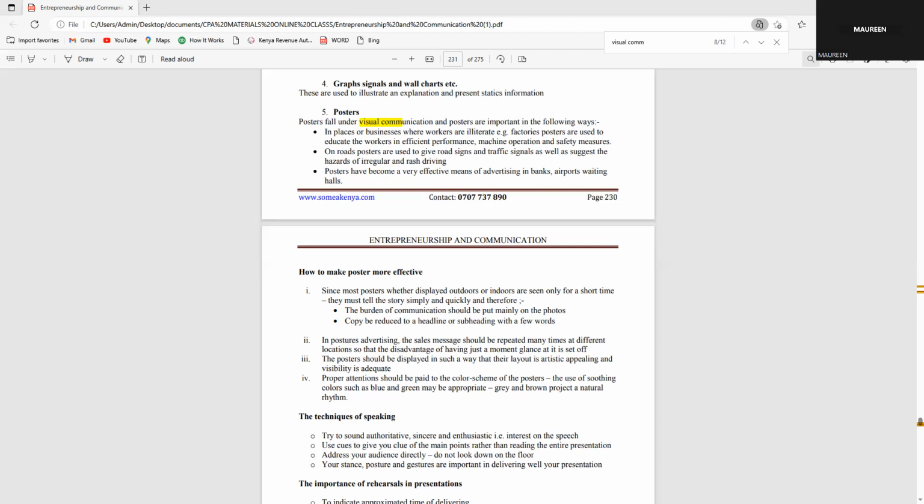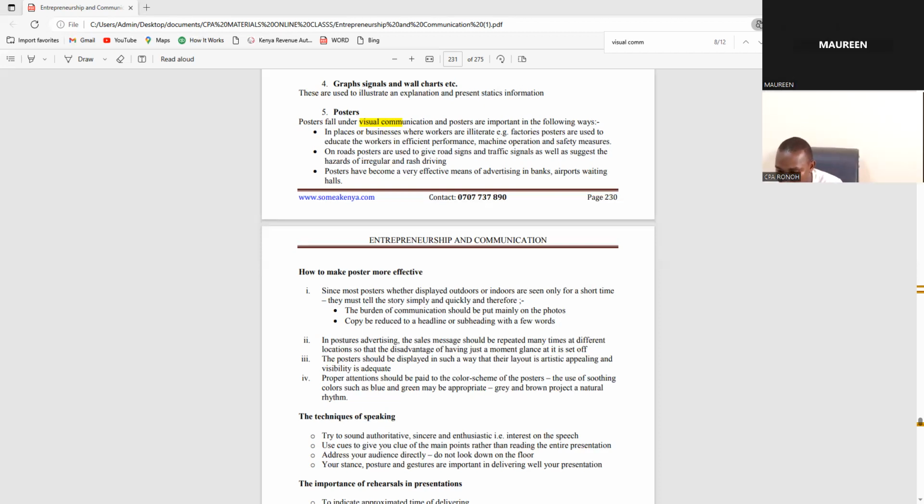The first characteristic is that it is informal. The second characteristic is that it is practiced by employees. Another characteristic is that it is face-to-face communication. They are asking for four features. So we have said the first one, it is informal. The second one is it is practiced by employees.